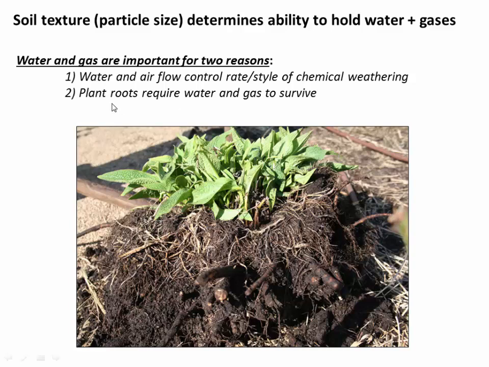Likewise, if you don't have water and air in your soil, plants cannot survive. Plant roots require water and gas. And if you don't have any plant roots, you don't have any plants, which means you don't have any organic material. And you can't have an O horizon or an A horizon, okay? So soil texture determines whether water and gas can flow, which determines whether you can develop a soil at all.